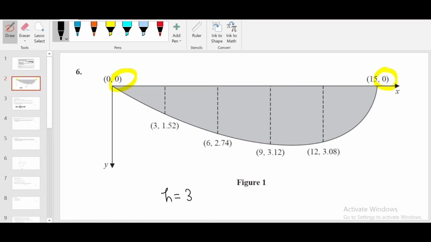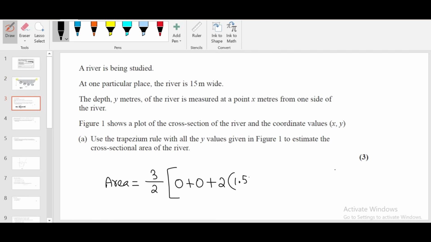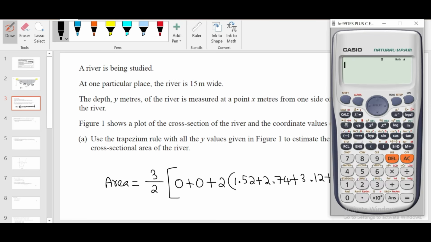So all these values 1.52, 2.74, 3.12, 3.08. Calculate this, you will get the area already. 3 over 2 is 1.5 times 0 plus 0. It's just 0. So you don't need this bracket anyway.